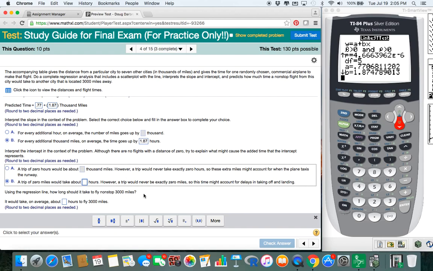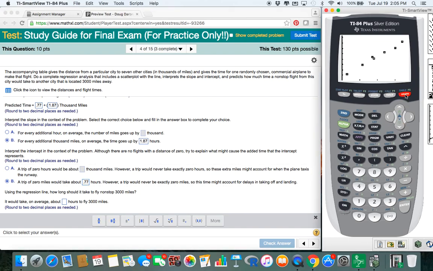So guys, we're looking at 0.77 hours. Okay. Use the regression line. How long should it take to fly nonstop 3,000 miles? Well, this is really cool. We have that Y1 in there. You can just hit graph. Now you'll see it has the linear regression model on your scatter plot.